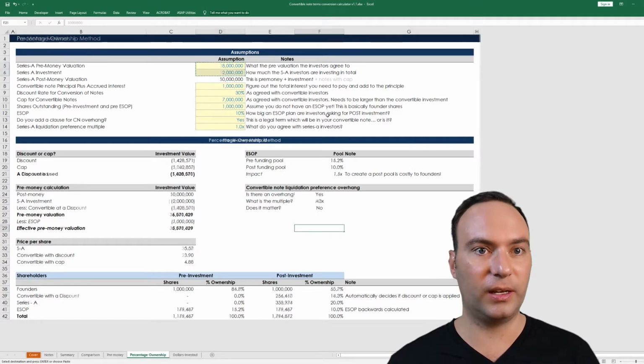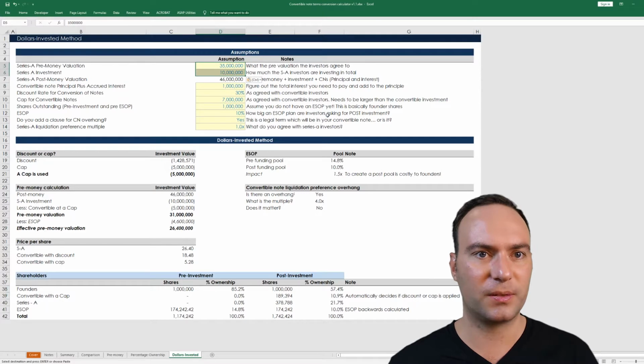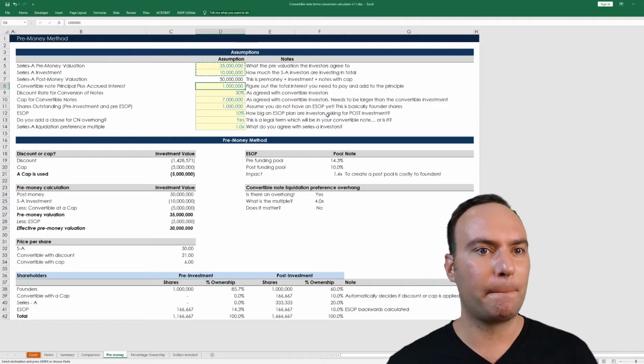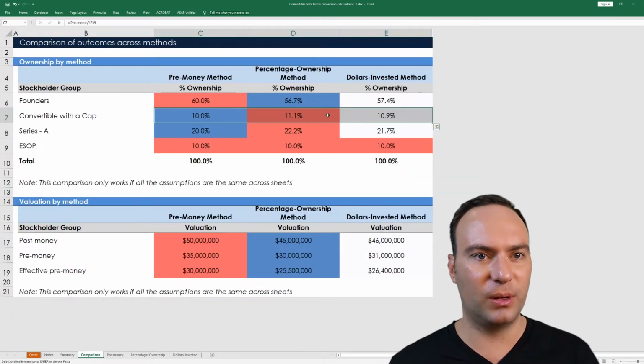And let's chuck these into the other sheets so we can see what they look like too. We're going to change the assumptions. 46 million, 45 million, 50 million. Now the convertible notes, I think the assumptions make sense to be at $1 million here. So let's just quickly look at what's actually happened here.